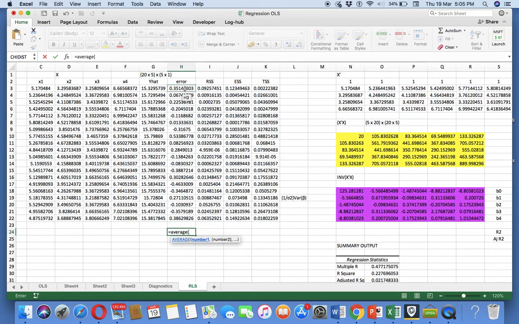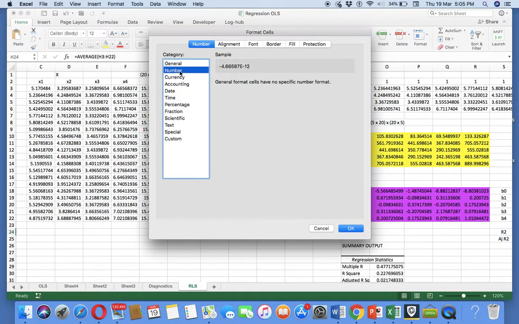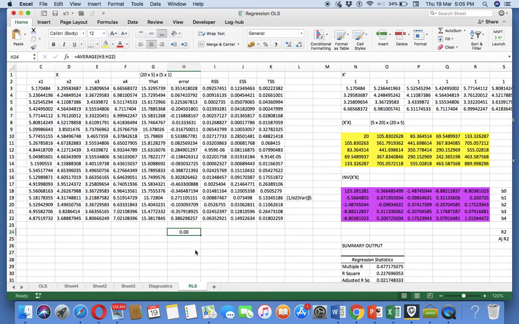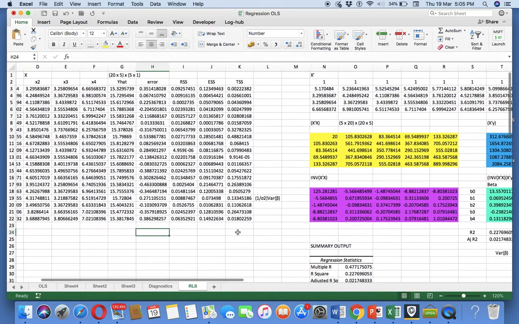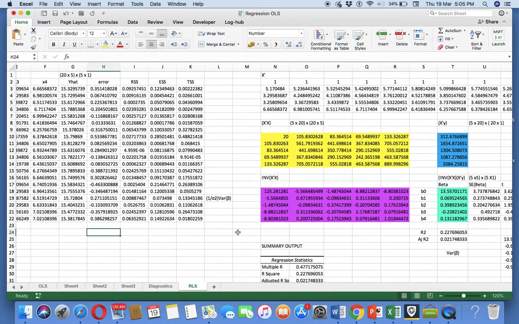The average of the error will be very close to 0. I get a very, very small value, which is 4.6 into 10 to the power of minus 12, which is actually a very, very small value. So when I round it up to 2 digits, you actually get 0. So the mean is 0, and the variance has to be tested. For that, we have to do a test called the Bruce-Pagan test.